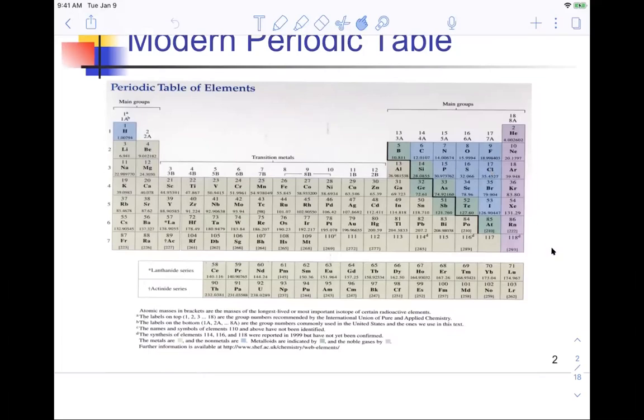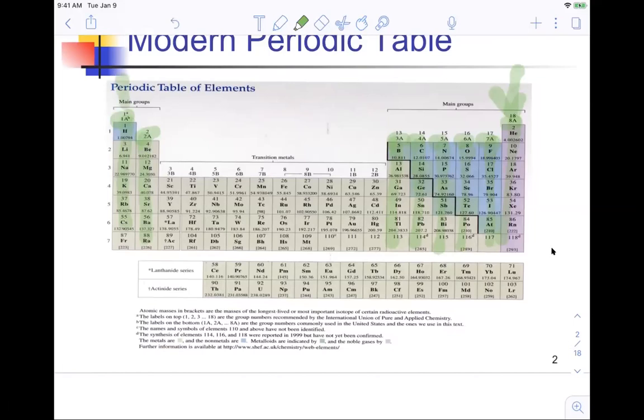So, modern periodic table. Again, the things that are useful and the things that I consistently refer to, I want to point out group 1, group 2, group 3, 4, 5, 6, 7, 8. The A is not super important to me. So I'm often going to refer to this as group 1, this as group 2, group 3, group 4, group 5, group 6, group 7, group 8. I'm going to refer to these as the noble gases.